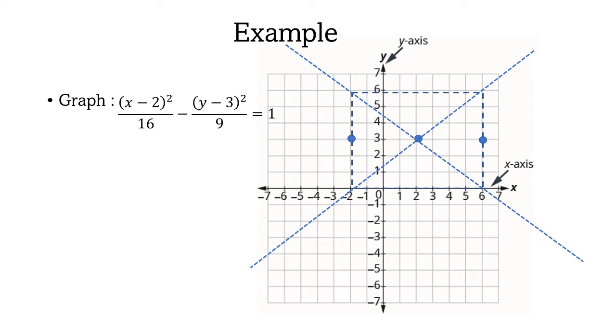So I can take the midpoint of the segments of the widths. Now my foci are going to be 5 units away from that center.